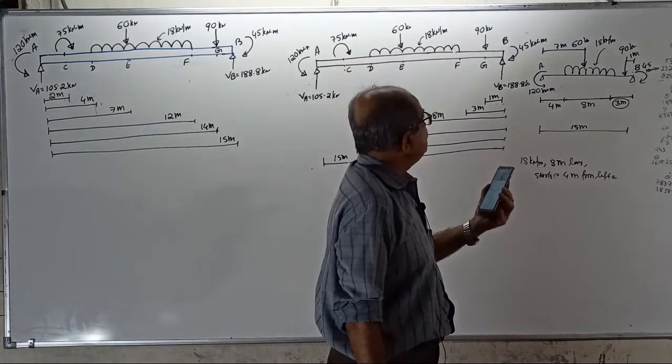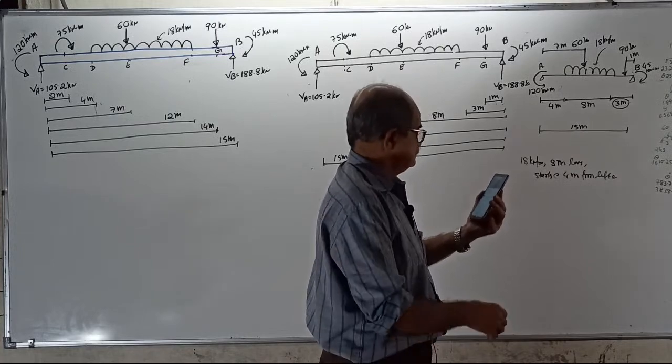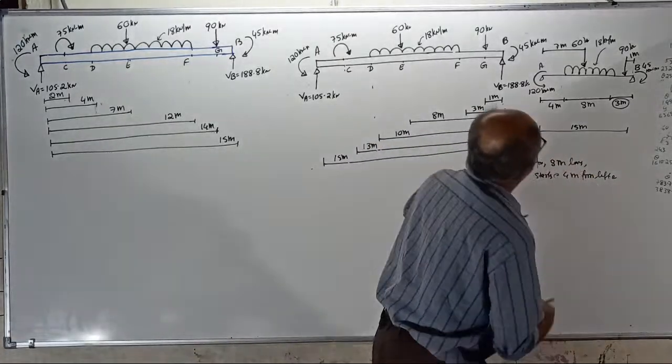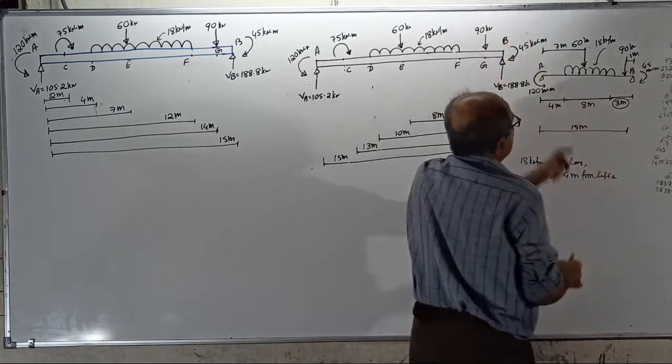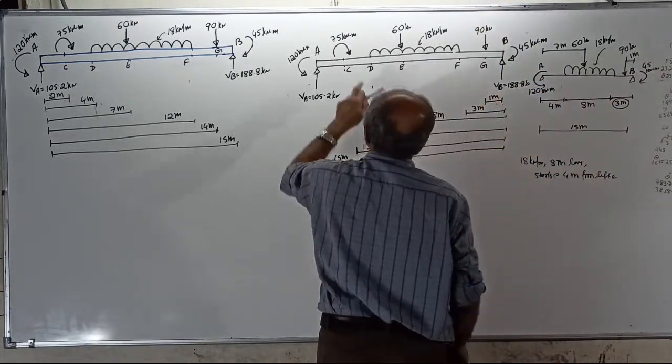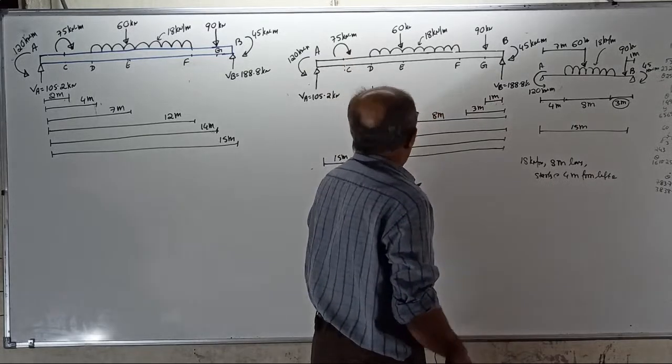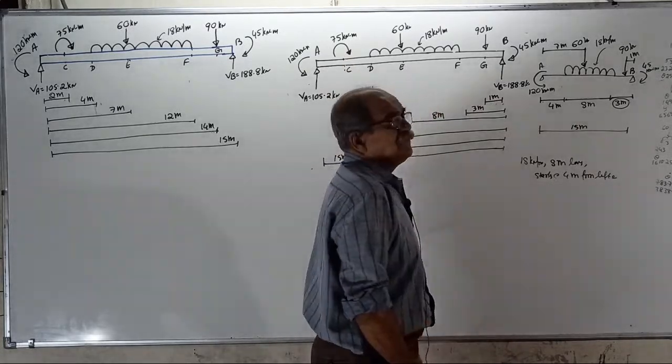I wrote the second couple is 45 kN meter. It is looking confusing there, so I will put the B here. Then lastly, one more couple of 75 kN meter at 2 meter from the left end.